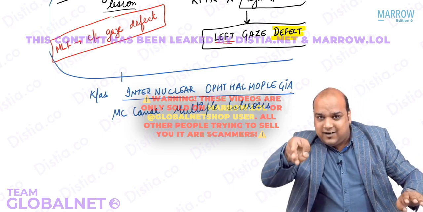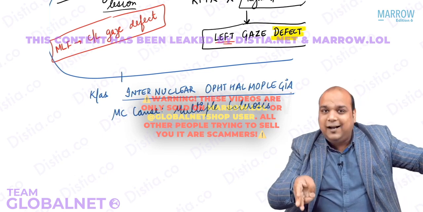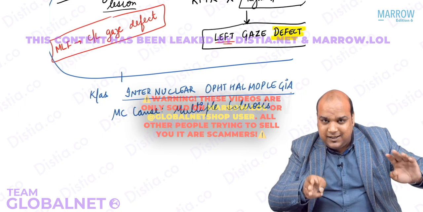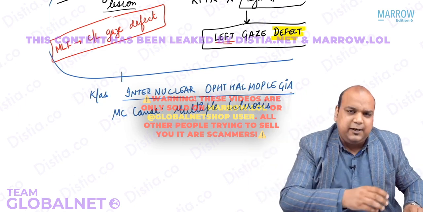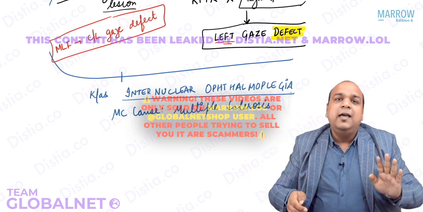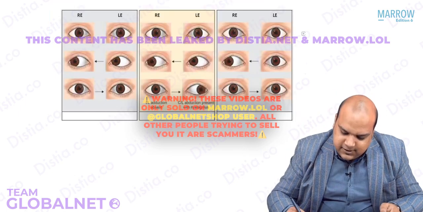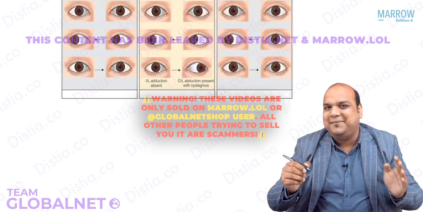The third structure is right MLF for left gaze. Contralateral MLF, which controls only one muscle, that is medial rectus. So there is contralateral gaze defect known as internuclear ophthalmoplegia. If still you have not been able to understand, let's see these photographs, and I hope after this you should not have any confusion whatsoever.